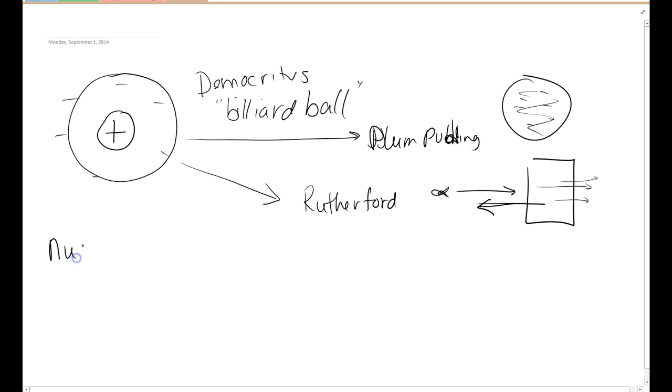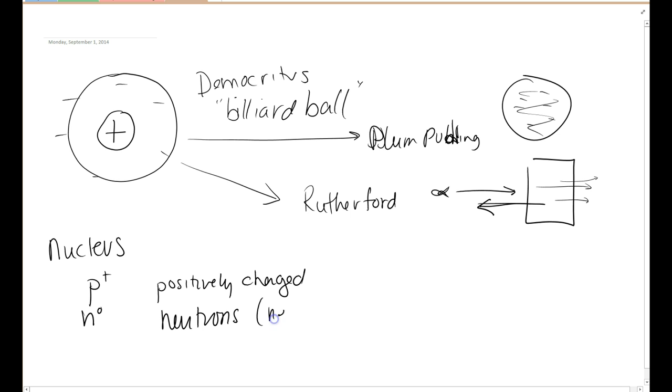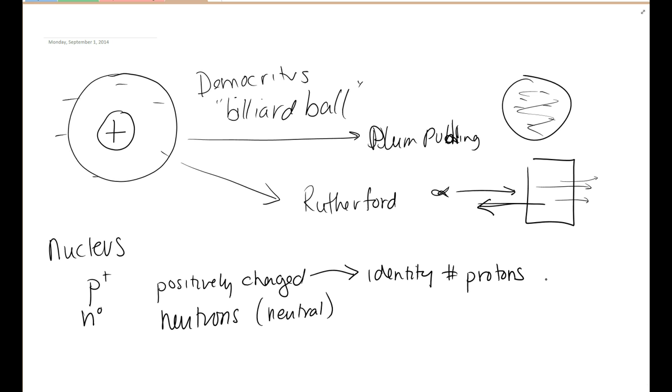In the nucleus of an atom, we have protons, which are positively charged, and we have neutrons, which are neutral in charge. Those are held together by the nuclear forces, and that keeps the atom together. The identity of an atom, or the name of that element, is based on the number of protons that element has. Okay? So we have various charges and masses of protons, neutrons, and electrons.